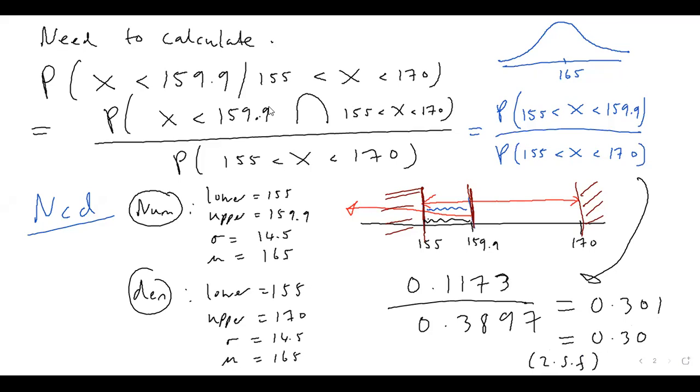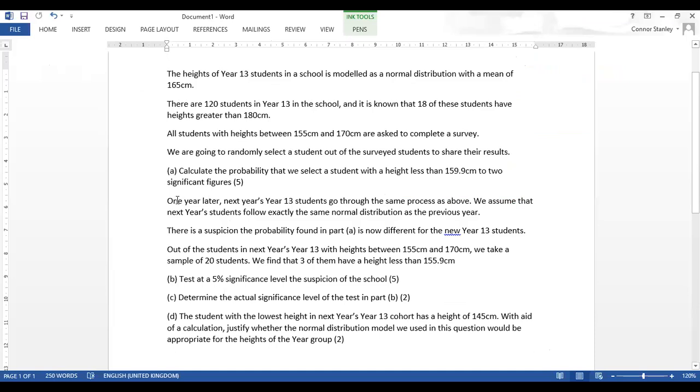So let's go back to the rest of the question. Now, 1 year later, next year's year 13 students, so obviously you guys have now left, you've finished year 13, are going to come and do the survey. They're going to go through the same process as above. So you've got your new year 13 students, and again, we're going to select everyone between 155 centimeters and 170 centimeters, and all those people are going to do a survey.